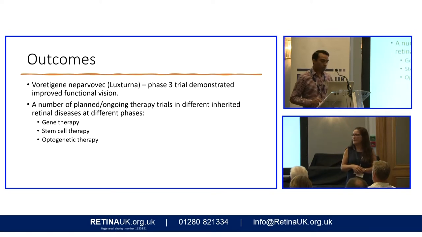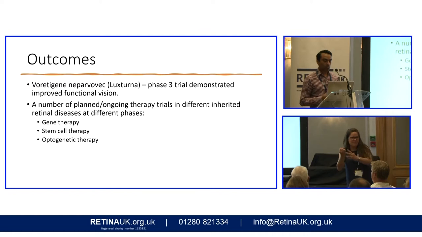So, going on to talk about some more real world outcomes. The pivotal phase 3 clinical trial for Luxturna, which we talked about before, which was the first approved ocular gene therapy, showed that it was able to improve functional vision in patients with RPE65 mediated inherited retinal dystrophy. And that was a condition that was previously untreatable.